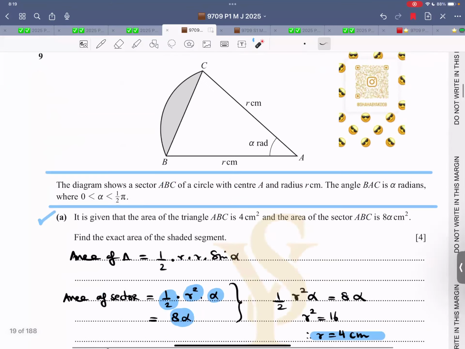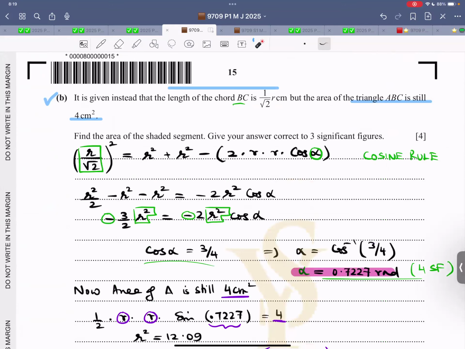Now the next one. It says it is given instead that the length of the chord BC is R over root 2. But the area of the triangle is still the same. Now this one was slightly tricky. Find the area of the shaded segment, give your answer correct to 3 significant figures. So the examiner balances between decimals and exact form.